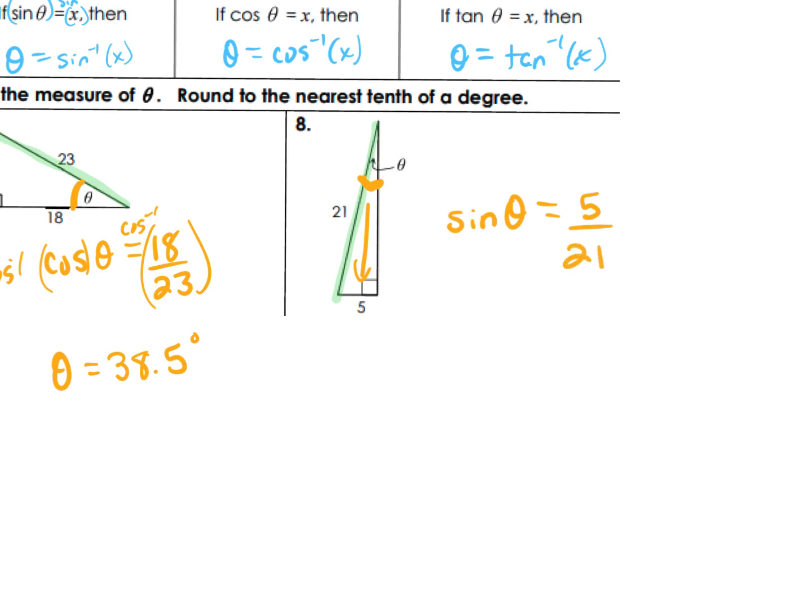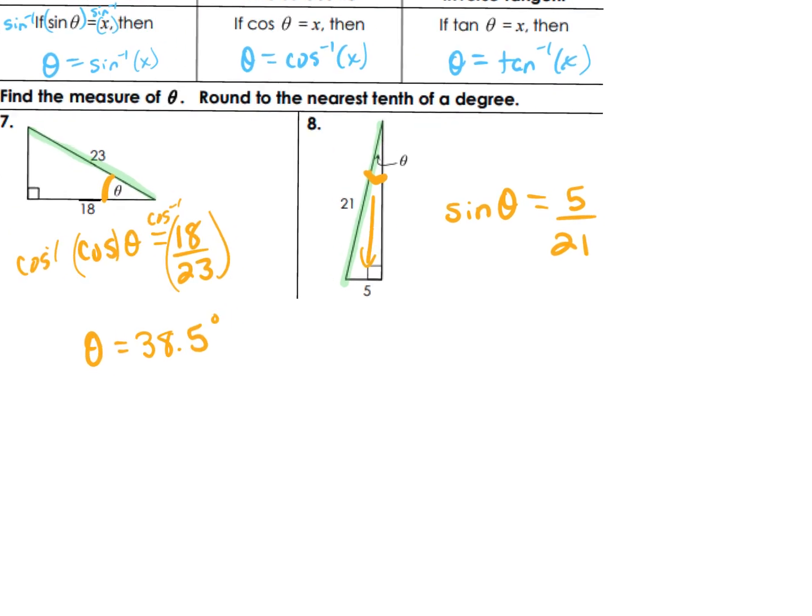Alex, if you need to, write that down so you have it as reference. Okay, so that means we're going to do inverse sine of both sides. So inverse sine of 5 divided by 21. Yuhan, what does that give us? What's the angle measure? 13.8 degrees. Good.